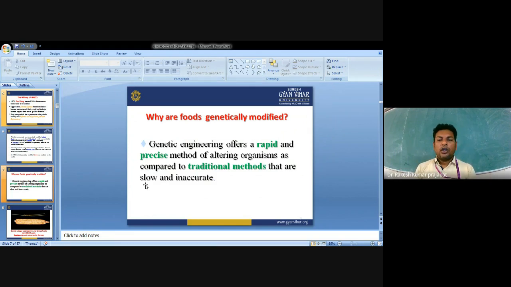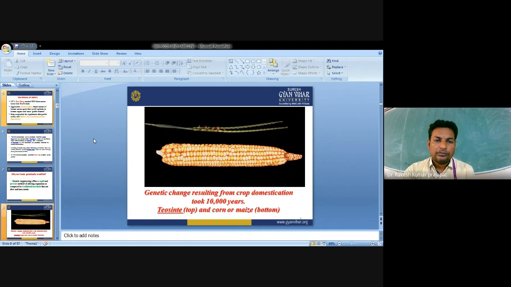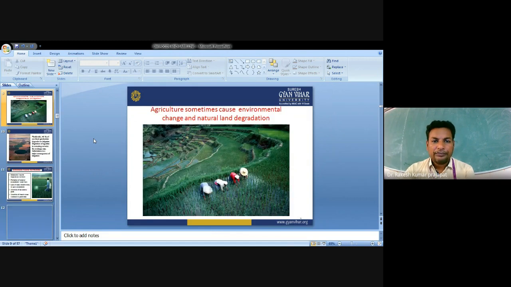Genetic engineering offers a rapid and precise method of altering the organism, as compared to traditional methods that are slow and inaccurate. Genetic changes resulting from crop domestication took 10,000 years, for example teosinte and corn or maize.